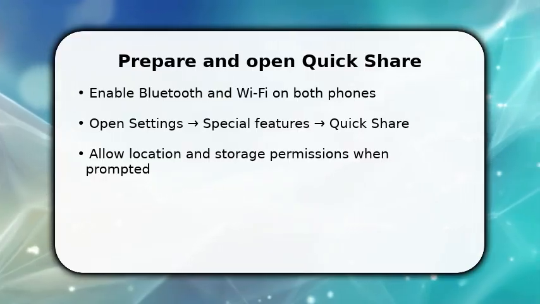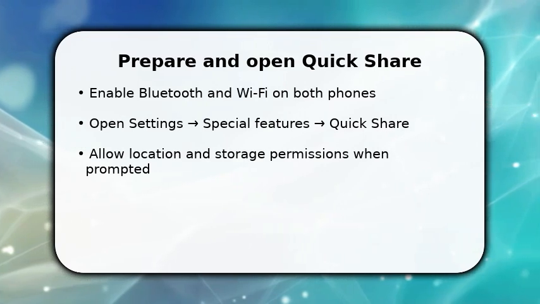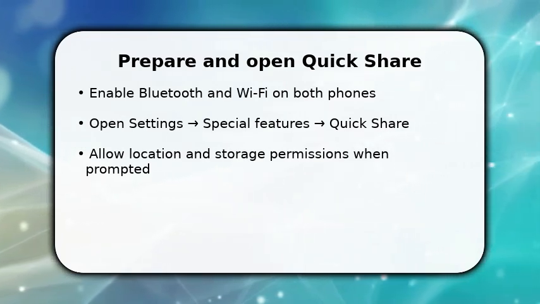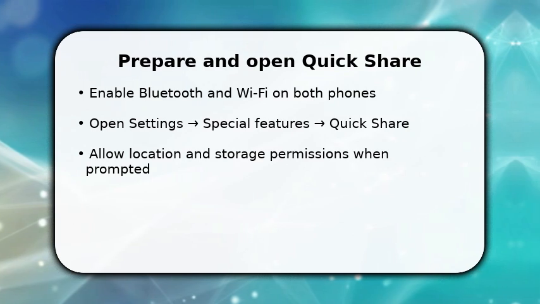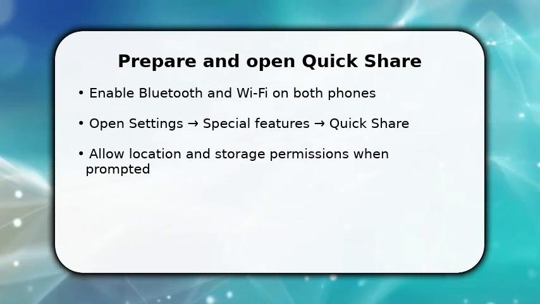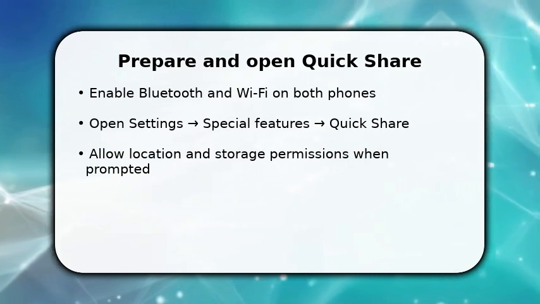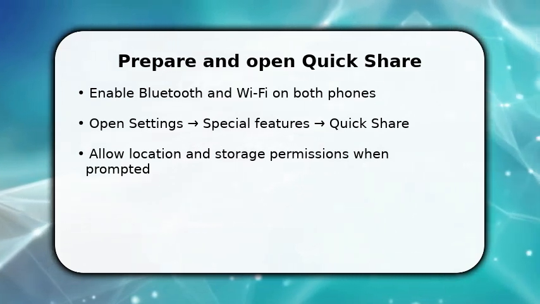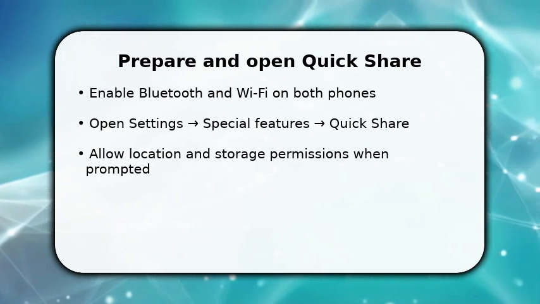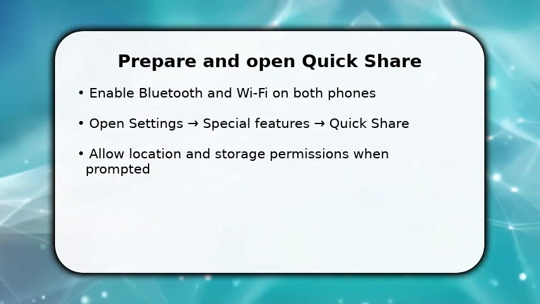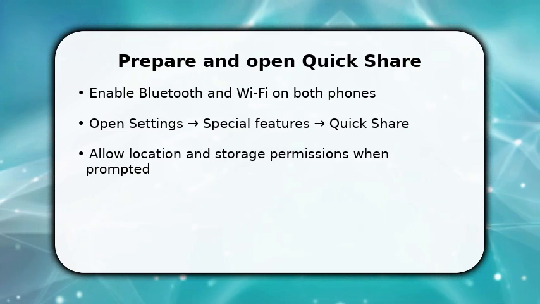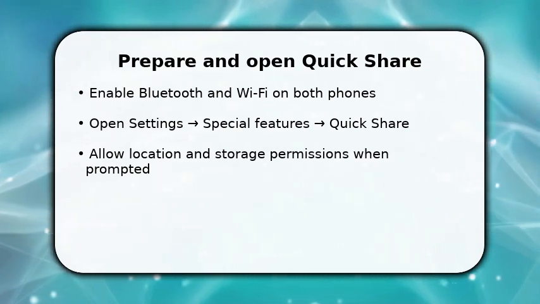You start by enabling Bluetooth and Wi-Fi so devices can see each other. This is essential for discovery. Once done, open Settings, go to Special Features and tap Quick Share. You must allow location and storage permissions for transfers to work. Make sure both phones are unlocked and on the same Wi-Fi network or Wi-Fi Direct is available. This reduces transfer time and avoids fallback to slower methods.